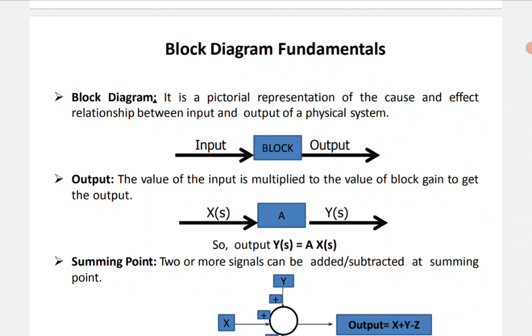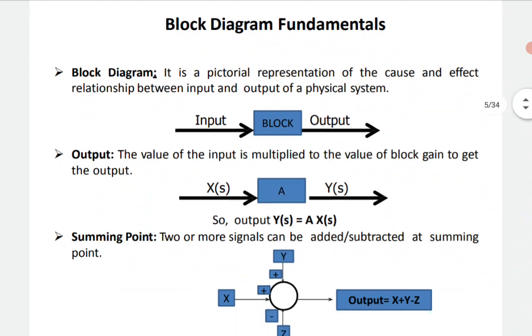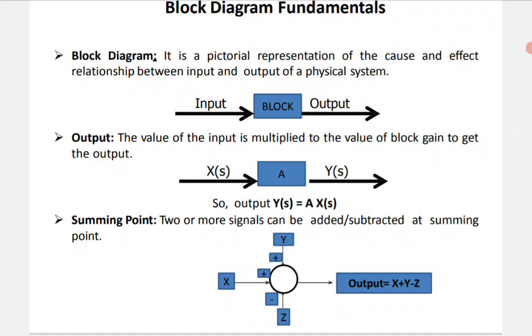Obviously, the block is my system. I am providing input and output is generated. The value of the input is multiplied by the value of the block gain to get the output. If I denote the output as Y of s, then A is the respective gain and X of s is my input, so the output will be Y of s is equal to A multiplied with X of s.